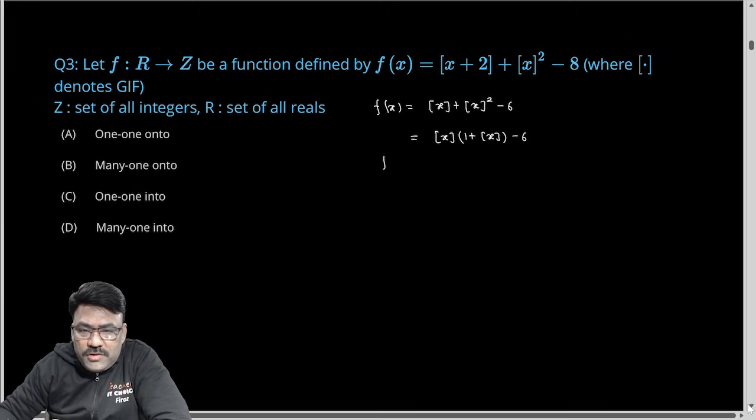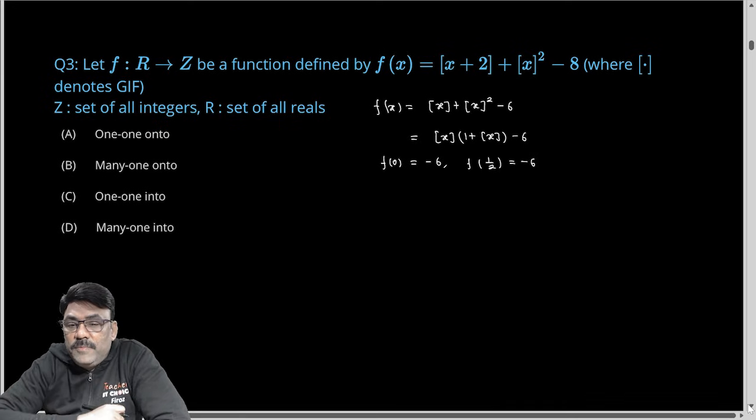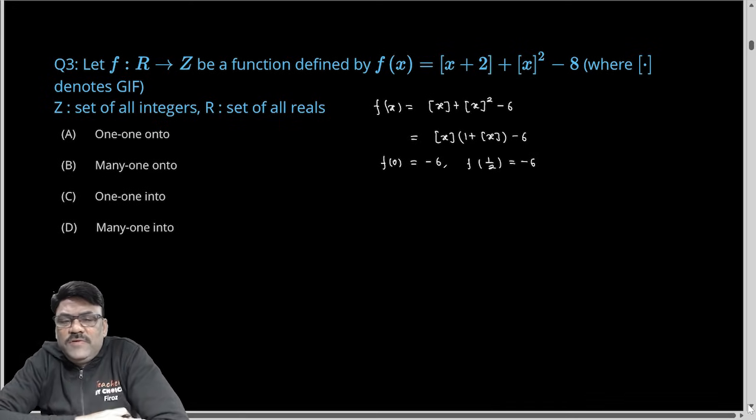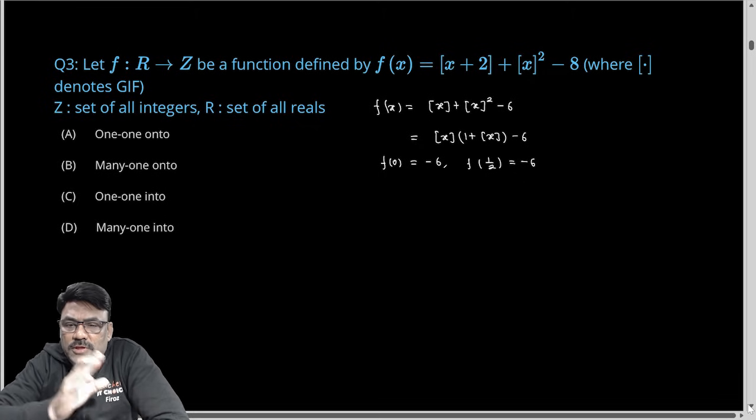Means if I check f(0), it is minus 6. Even if I check f(half), it is minus 6. The values are repeating. Choose any number between 0 and 1, value will be minus 6. Choose any number between 1 and 2, value will be 1 into 2 minus 4. The values are repeating. Hence, it is a many-one function for sure.